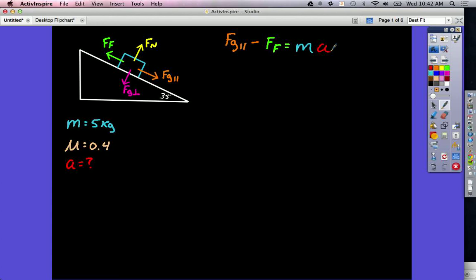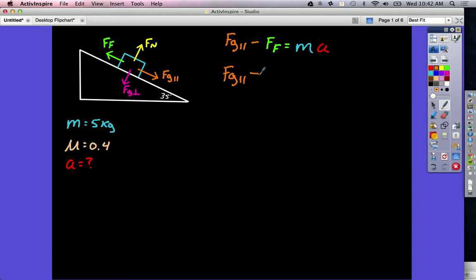Now we have everything we need in order to solve for force of gravity parallel, because the equation for that is sine of the angle, which we have, times mass given times 9.8. We have the mass and we're looking for acceleration. So the issue here is friction. And here's why that is an issue.